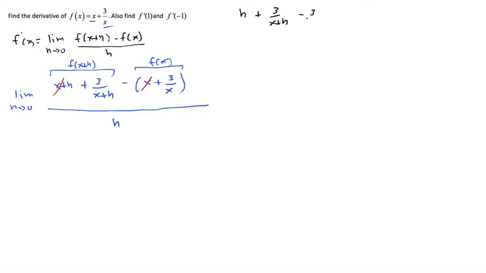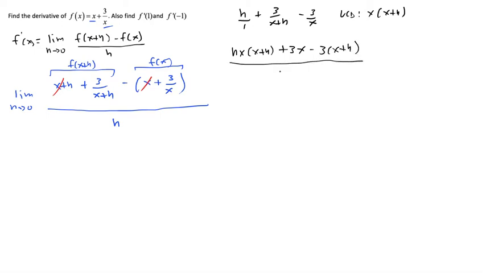Okay, so we do want to simplify all this together. Well, we just got three fractions that we've got to combine into one fraction. So the LCD I know is x times x plus h. So we'll just multiply this by everything. So we get hx times x plus h, plus this fraction needs an x, so we'll multiply that by x. This fraction needs the x plus h. All over, of course, the LCD.